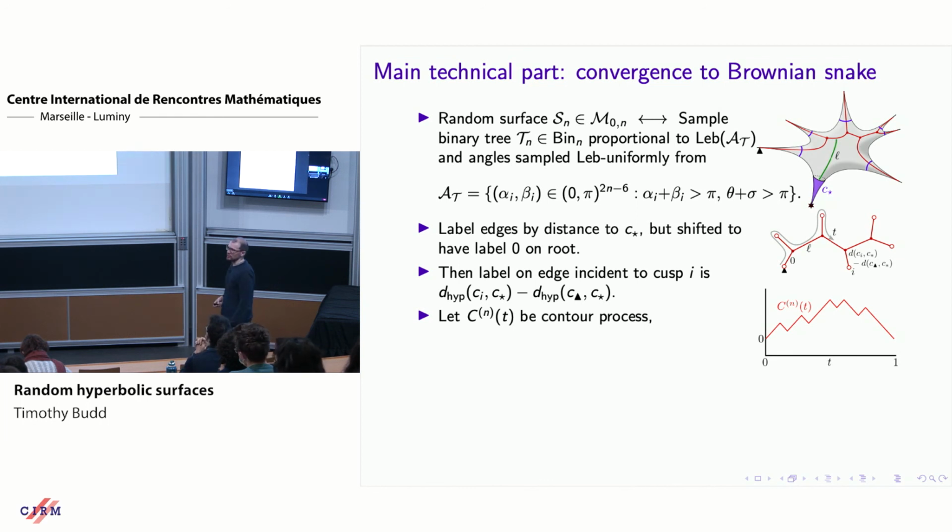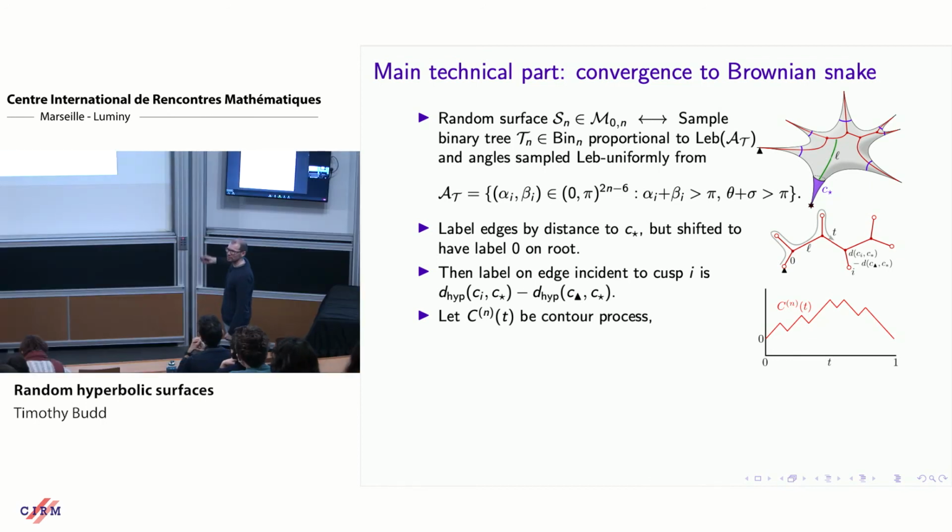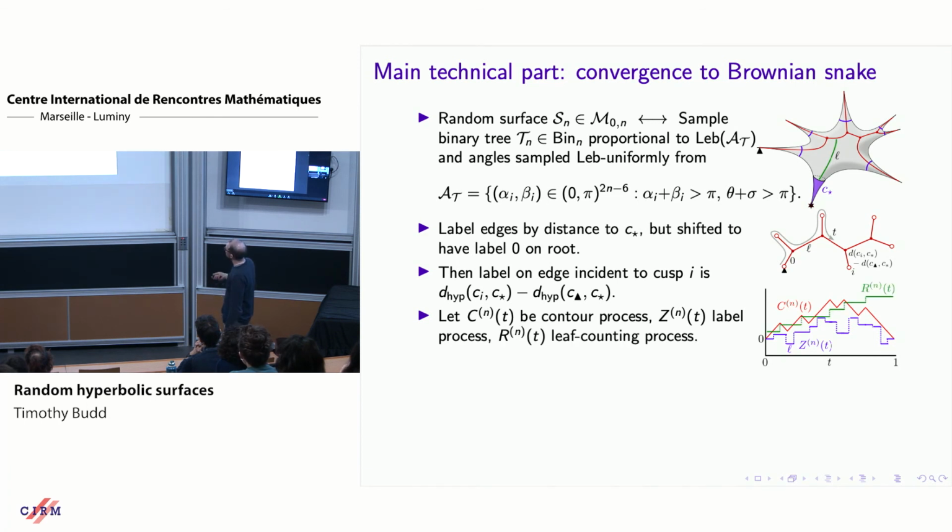And what we generally do with these trees is encode them in terms of certain processes, contour processes. So I simply have the combinatorial contour process that runs around the contour in clockwise direction, visiting an edge at each step, and keeps track of the graph distance of the adjacent vertex to the root of the tree. I want to keep track of the label as I run around the contour of the tree. And for technical reasons, we also keep track of the number of leaves that we've encountered so far in this contour.